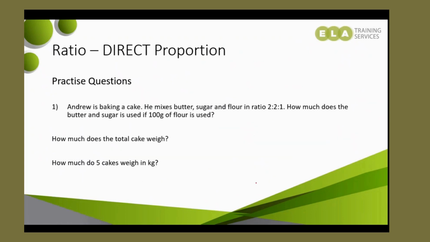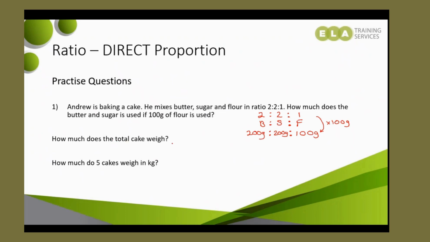And then we're doing the same now with grams. So Andrew is baking a cake. He mixes butter, sugar and flour in the ratio 2 to 2 to 1. How much butter and sugar is used if 100 grams of flour is used? So 2 to 2 to 1. And we know it is, because it's written in that order, B, S, F. So butter, sugar, flour. And we know 100 grams of flour is used. And 100 grams is 1 part. So we've times it by 100 to get our 1 part. So to get 2 parts, we're just going to double that 100. So we know 200 grams of butter and 200 grams of sugar is used.